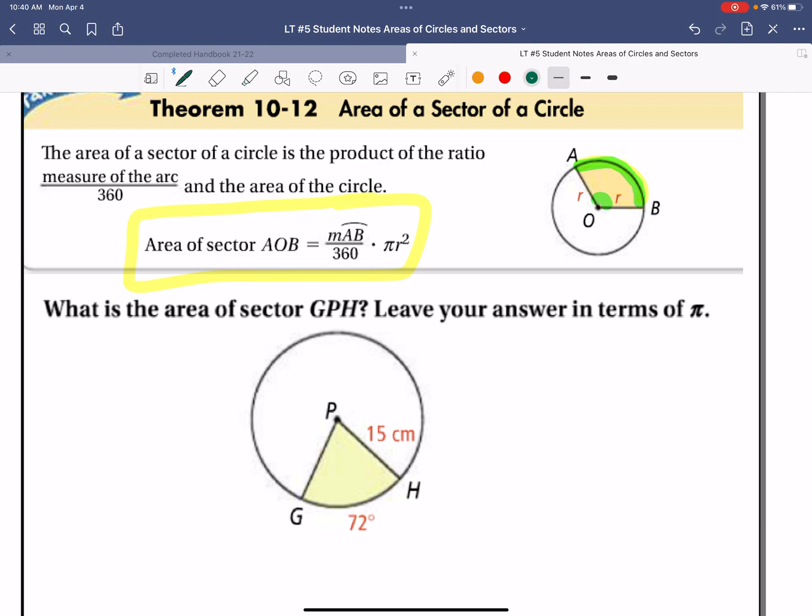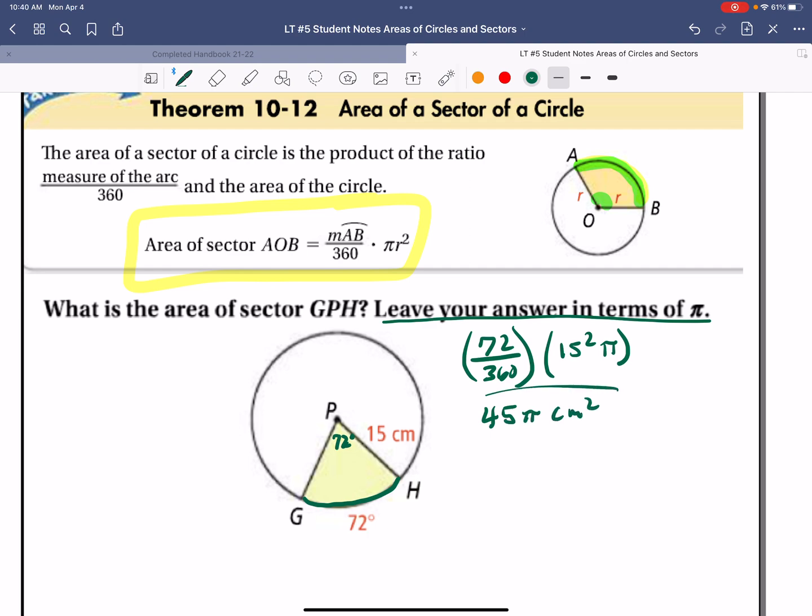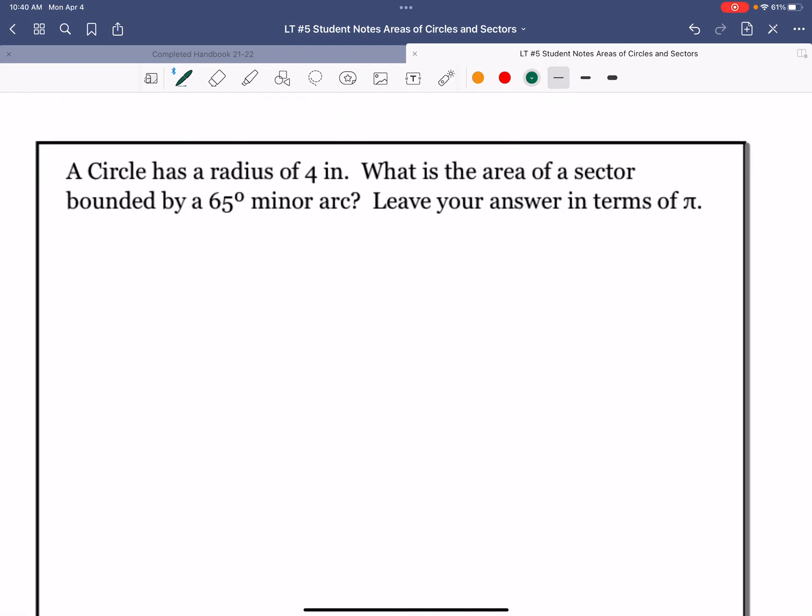So let's do this example here. We have that the arc GH is 72 degrees, so our central angle is 72 degrees. Because of that, this sector that's shaded is 72 out of 360 total. That's our fractional part, times our radius, 15 squared, times pi. Now, pi being an irrational number, if we type everything else in, then we'll get an exact answer and leave our answer in terms of pi. So this will give us 45 pi centimeters squared. So we say the area of this sector is 45 pi centimeters squared.